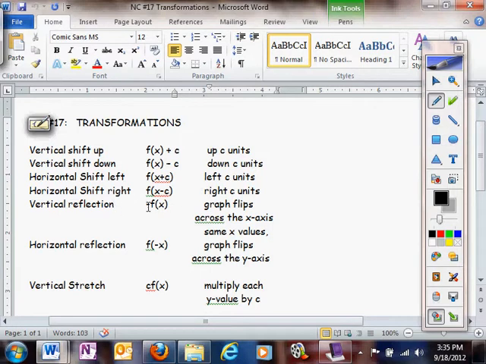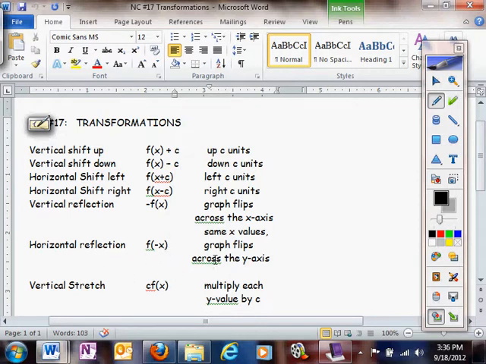Vertical reflection. If the entire function is being multiplied by a -1, that means it's being reflected in the x-axis. So what happens is we have the same x values, but your y values become the opposite of what they were. Opposite meaning if you had positive, they're now negative. If they were negative, they're now positive. And a lot of this stuff you may not remember as we go along. That's where we're going to work a couple of examples.